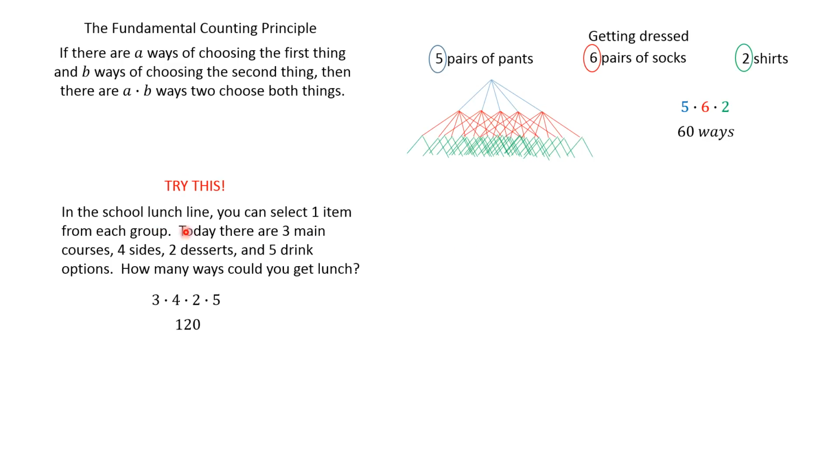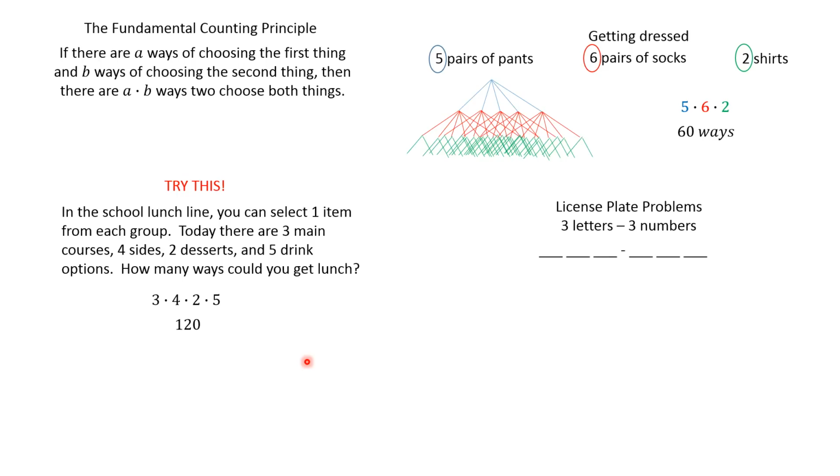But as I said, sometimes the things will rely on each other. A great problem for this is license plate problems. And we'll get a few of these because they're really easy to make and you can change them up a little bit pretty quickly. So for the sake of our problems, let's say our license plates are three letters, then a dash, and then three numbers. So how many ways could we make license plates?